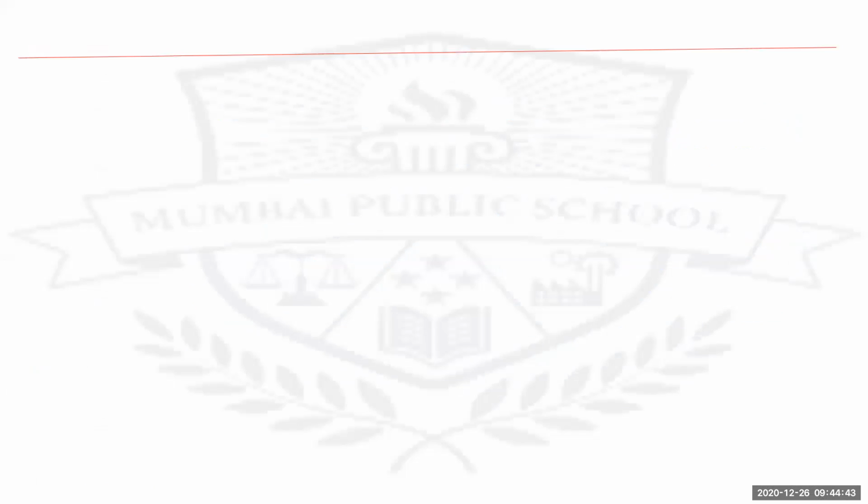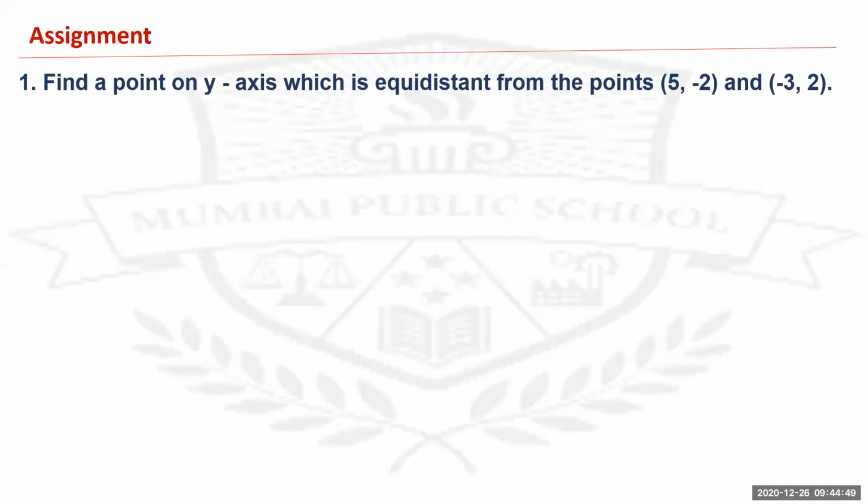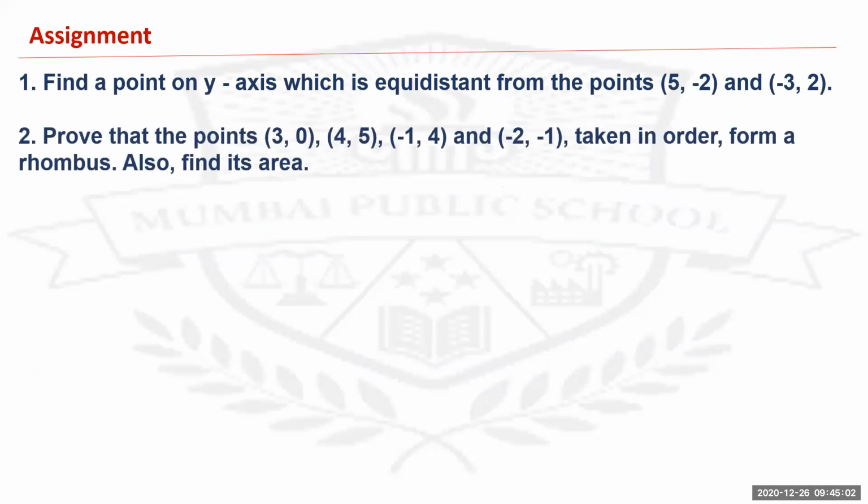See, there is an assignment for you all. Find the point on the y-axis which is equidistant from the points 5 comma minus 2 and minus 3 comma 2. Prove that points 3 comma 0, 4 comma 5, minus 1 comma 4 and minus 2 comma minus 1 taken in the order form a rhombus. Taken in order means A, B, C, D in that way, or say P, Q, R, S in that way.